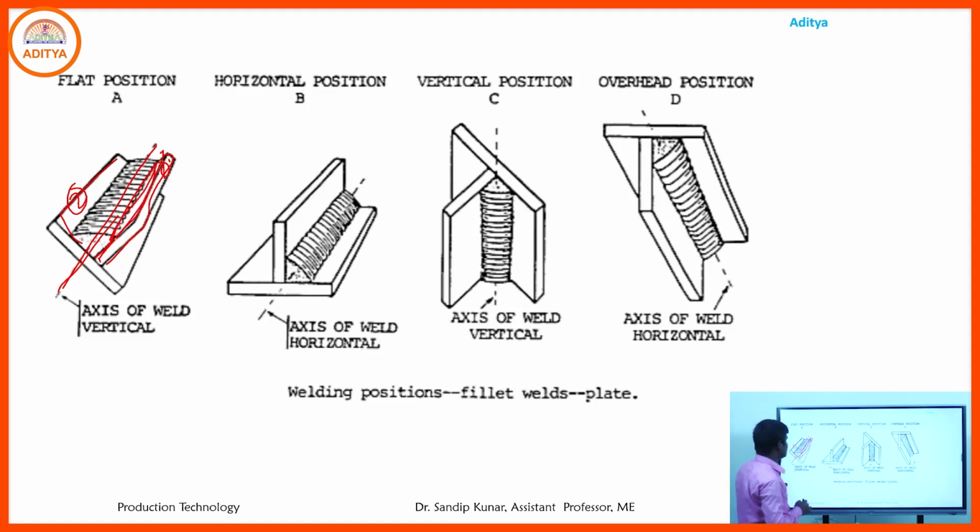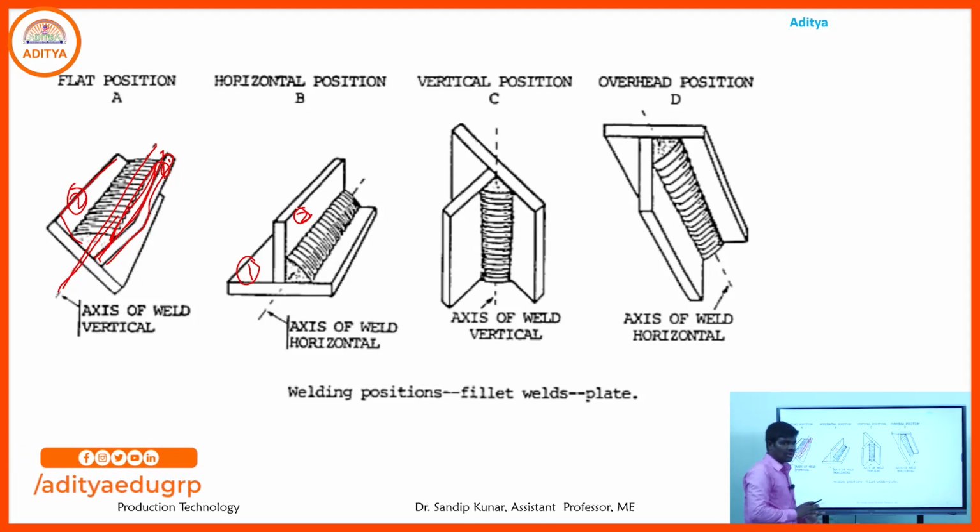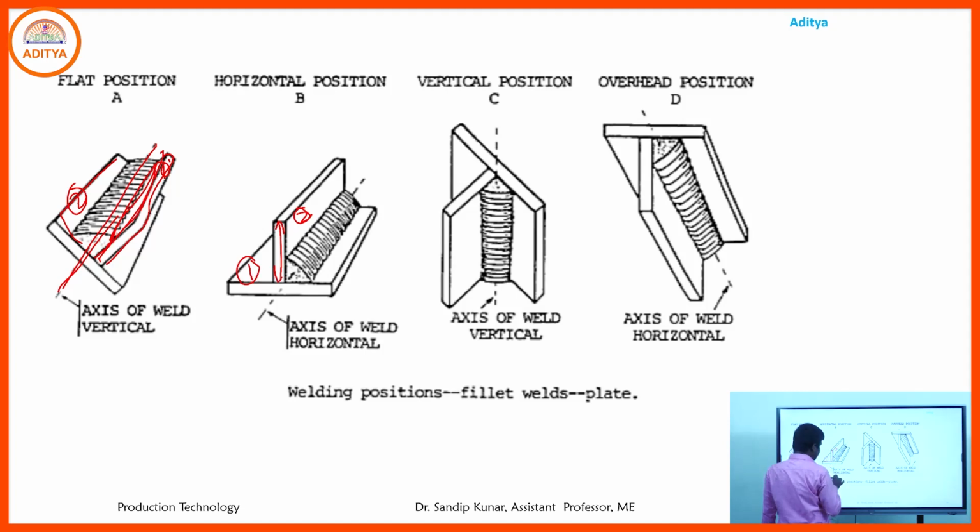Another is the horizontal position. Here one plate is kept horizontal on the earth, and the other plate is kept vertically. The axis of the weld is horizontal, and across the horizontal position we do the welding.